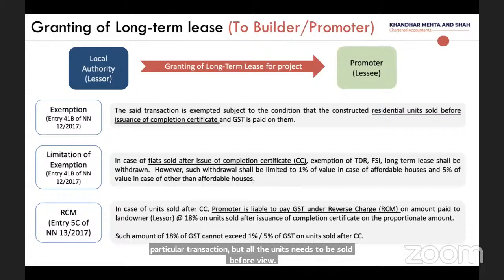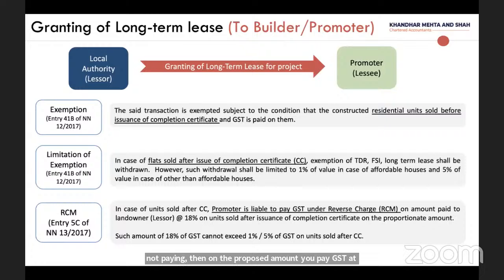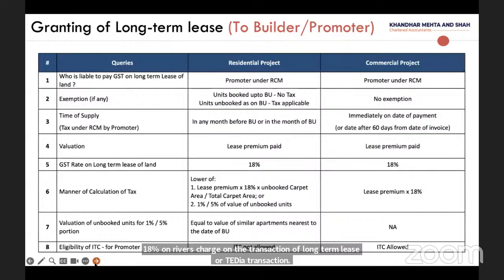If you're not paying, then on the proportionate amount, you pay GST at 18% on reverse charge on the transaction of long-term lease or TDR transaction. We'll show you the exact understanding. So this is the residential unit that we are discussing as of now. Who is liable to pay the tax on long-term lease of land? Promoter of land. Exemption? Yes, the exemption is that for units sold up to the receipt of BU or CC, no tax.